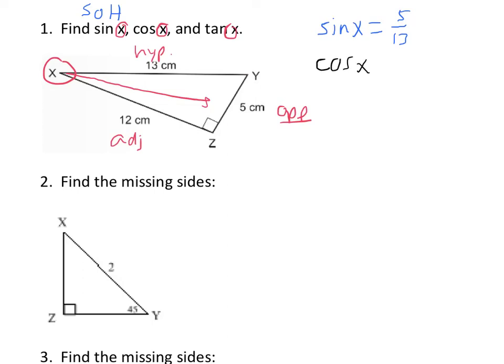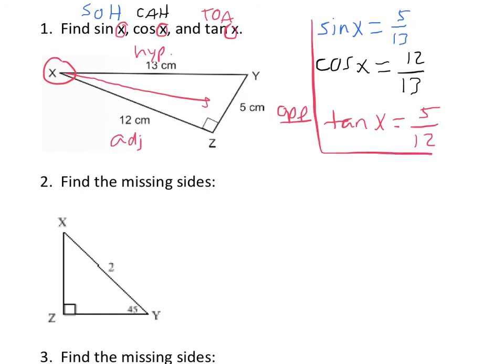Cosine, again CAH, is adjacent, which would be 12, over hypotenuse, 13. And tangent of X, TOA, so opposite would be 5 and adjacent would be 12. So these are the ratios given from looking from angle X for all three trig functions. And this is the end of the introduction to Lesson 7.3.